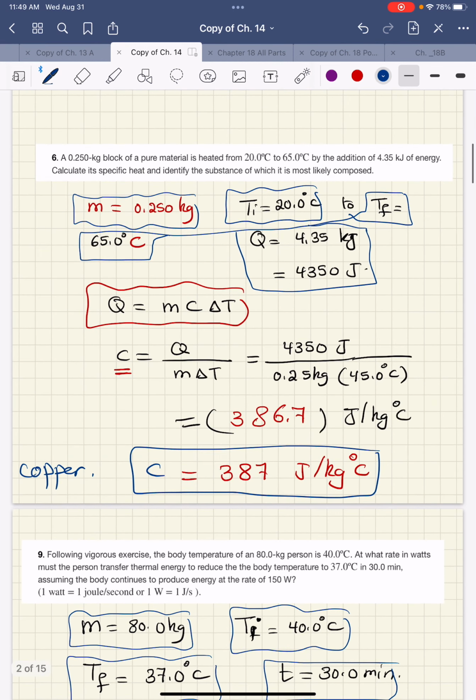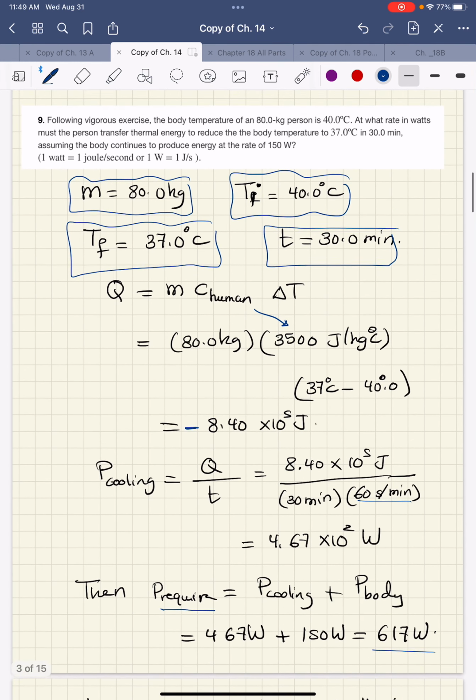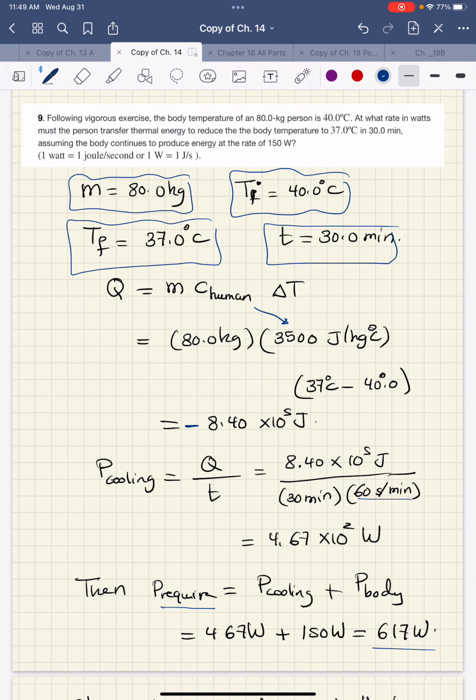Now this equation holds given that there is no phase change. When there is a phase change, we're going to deal with that in the next video. Here I'm going to stop, and I'll see you in another video.